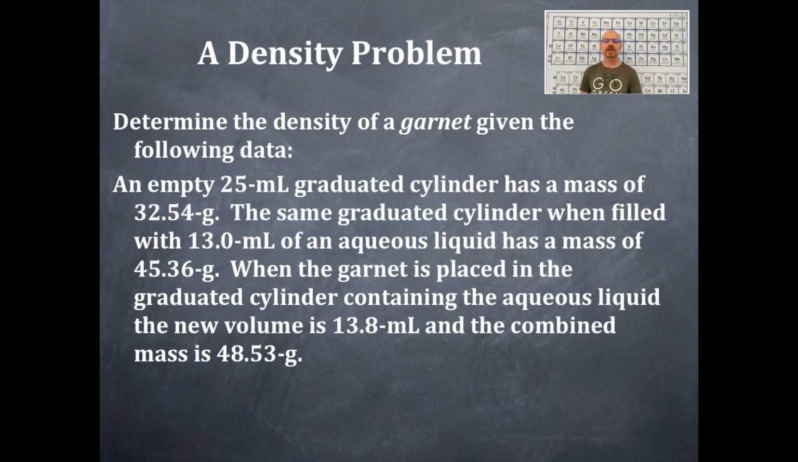An empty 25 ml graduated cylinder has a mass of 32.54 grams. The same graduated cylinder, when filled with 13.0 milliliters of an aqueous liquid, has a mass of 45.36 grams. When the garnet is placed in the graduated cylinder containing the aqueous liquid, a new volume of 13.8 milliliters and the combined mass of 48.53 grams is obtained.